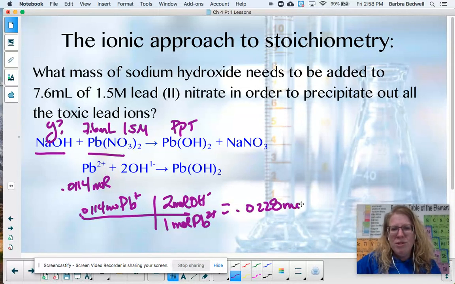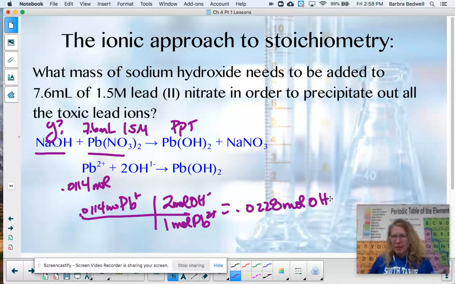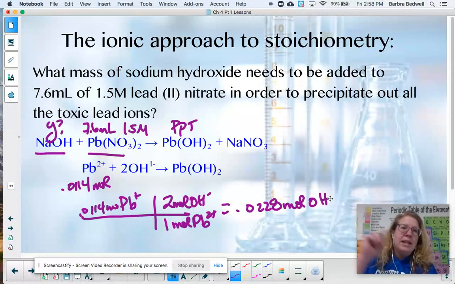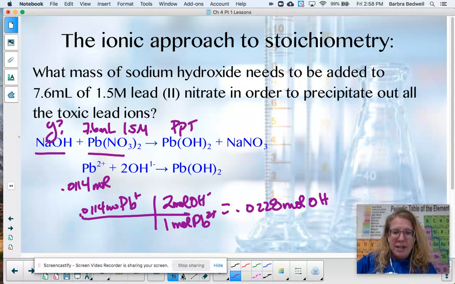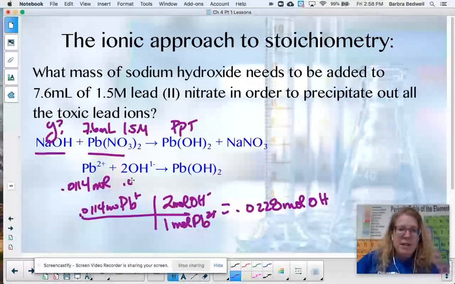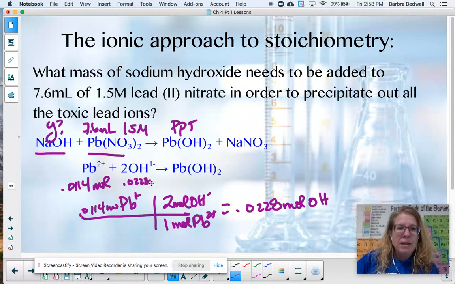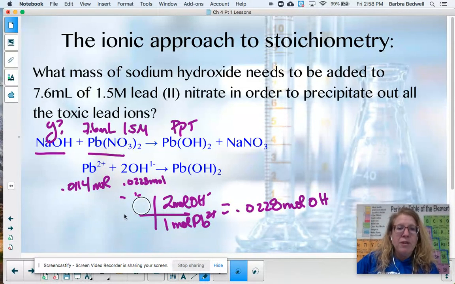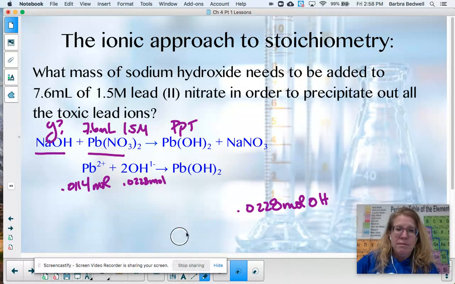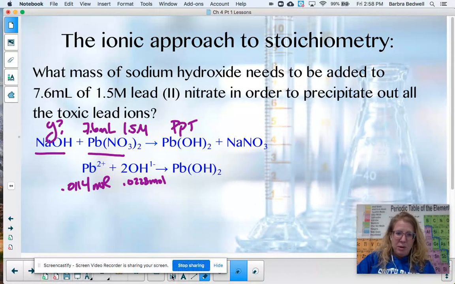0.0228 moles of hydroxide. That's how much of that I need. All right, so now what? Am I done? This is asking me what the mass of sodium hydroxide is that I need. So I've got 0.0228 moles of hydroxide. How do I convert that to mass? Well, it's a simple little stoichiometry thing as well.